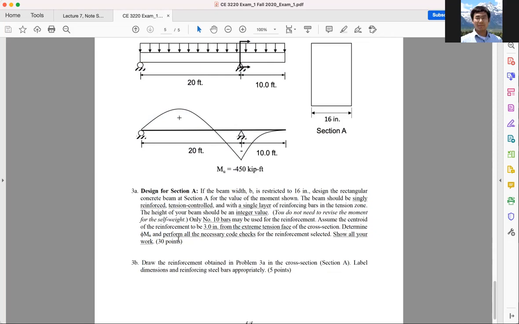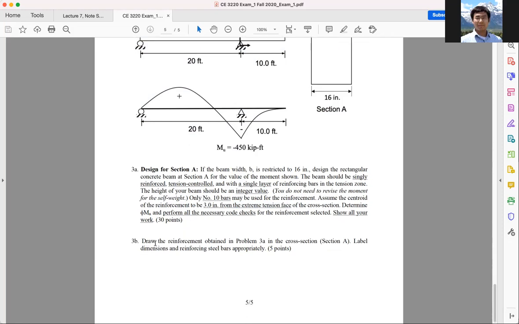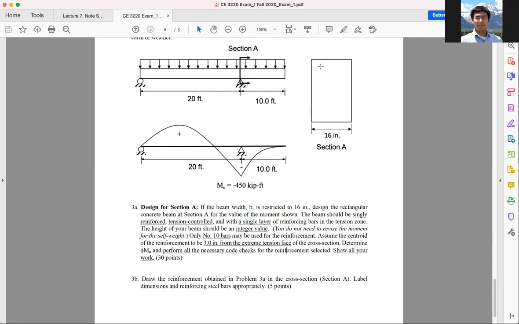All right, so determine the phi Mn, perform all the necessary code checks for the reinforcement selected, show all your works, okay? All right, last, draw the reinforcement obtained from problem 3A in the cross section, label dimension, reinforcing steel bars properly. What are we asking you? We're asking you to calculate the required steel, select the bars, come up with a moment that is adequate to resist the applied moment. Then at the end, draw the location of bars and place the stirrups accordingly and label the concrete clear cover properly. Okay, and ladies and gentlemen, we're done.